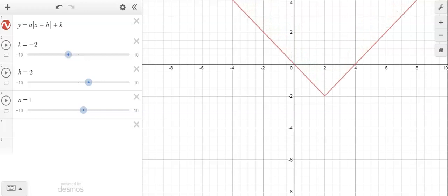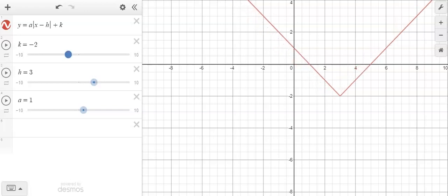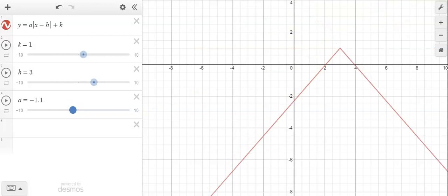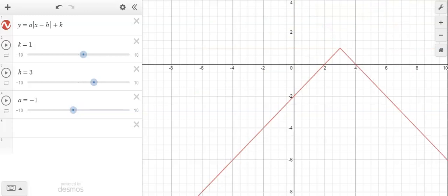And so we might say that this point here, where h is 2 and k is negative 2, is the vertex of this graph. It's where it comes to a point. And if I change it, notice again, we have h is 3 and k is 1. And that is what the graph looks like here. Again, I can change a, or I can flip it on the x-axis still, or the line y equals negative 1 here, and that's it.